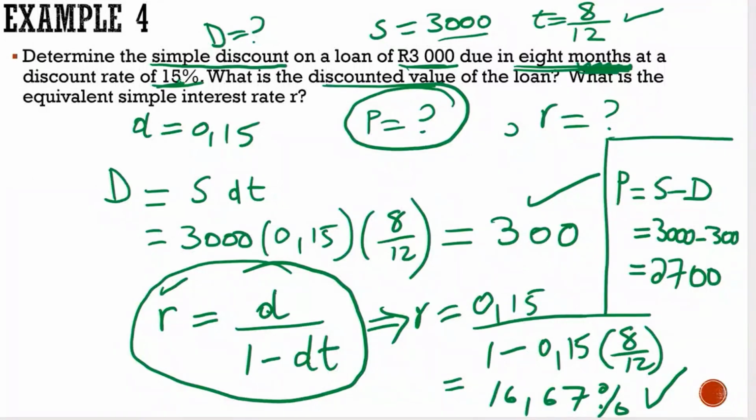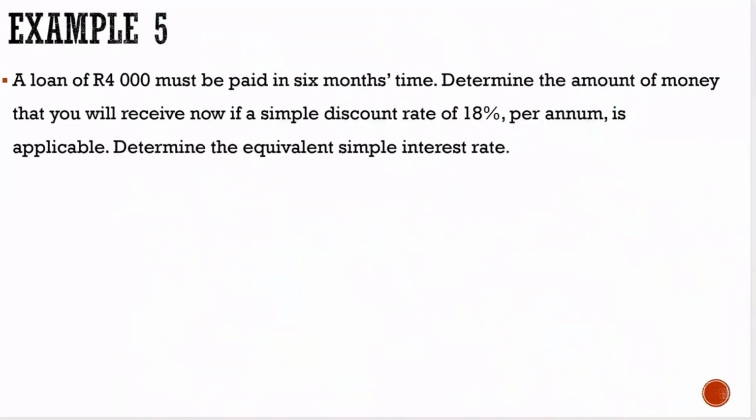I want to finish everything. Okay, so let us look at this example. A loan of 4,000 must be paid in 6 months' time. Already it is telling you this is your future value because it needs to be paid in 6 months' time. So now your time here is equal to 6. Remember, this is in months, so you can just divide by 12.